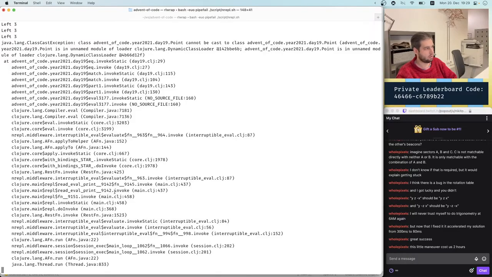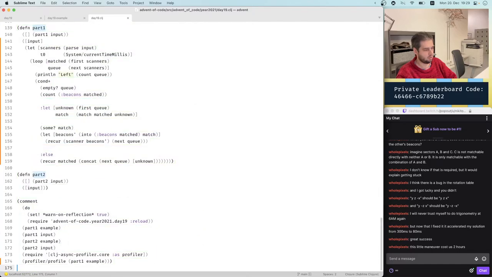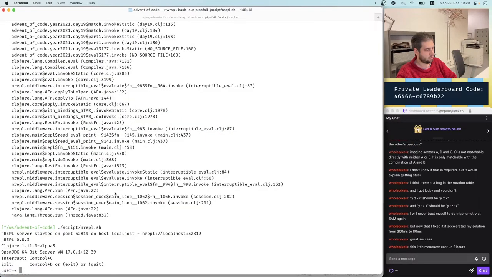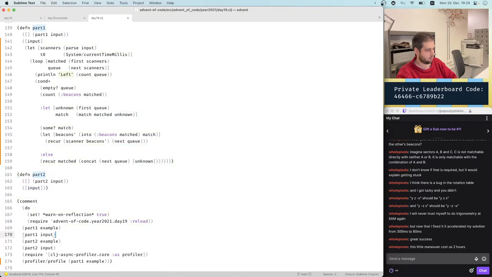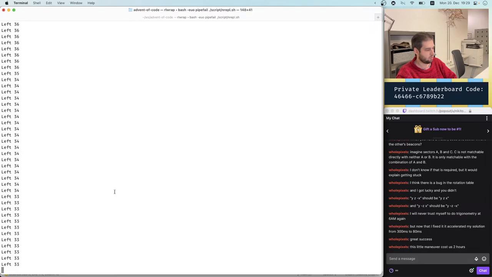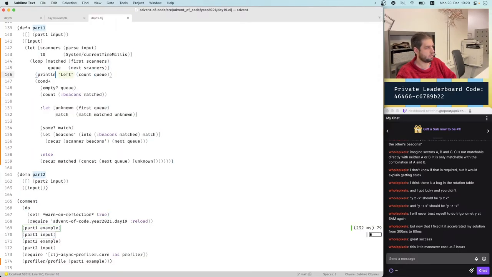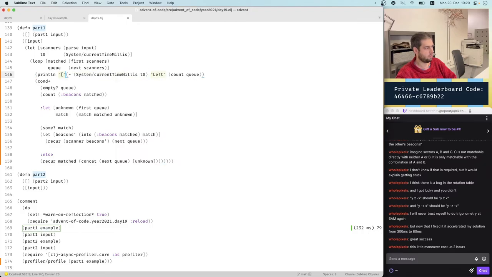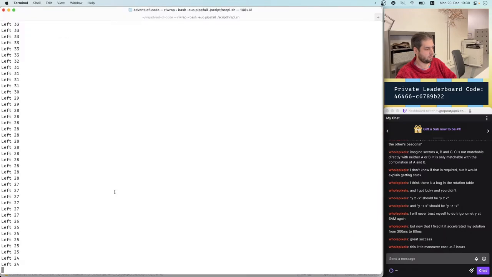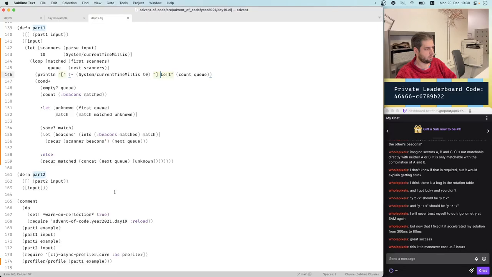Did it finish? No. Somehow it didn't. But let's see if it improves the performance. Not really. No. Okay, let me actually stop this. So this will print time. Yes? This will print time.